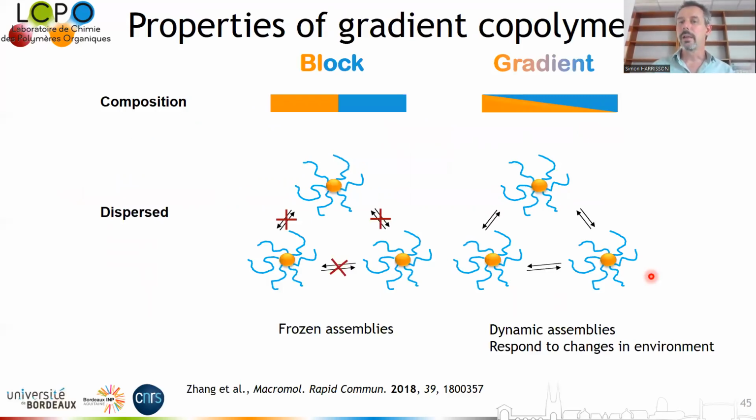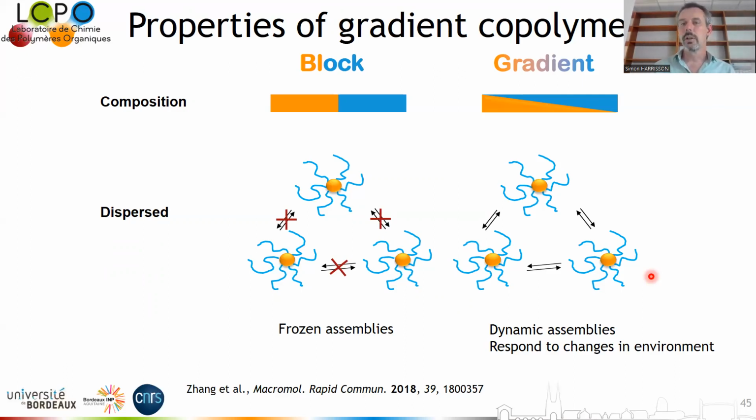So why are we interested in gradient copolymers? Well, the main reason that our group was interested in looking at them is because of their properties in dispersed systems. So whereas an amphiphilic block copolymer in a selective solvent is going to form micelles or other aggregates, those aggregates are typically frozen. They don't interchange with each other, and as a result, they're not very good at responding to changes in their environment.